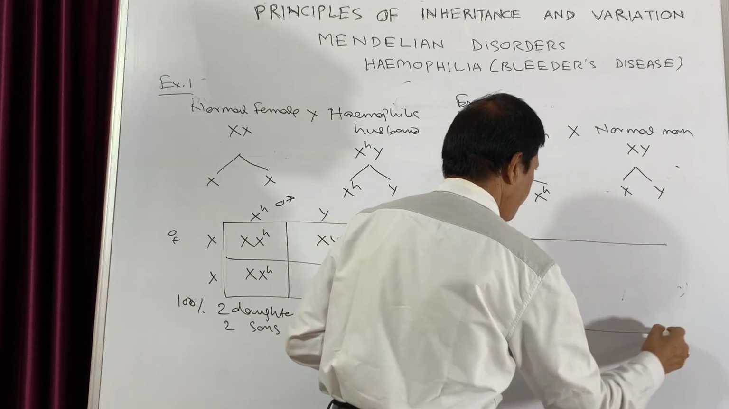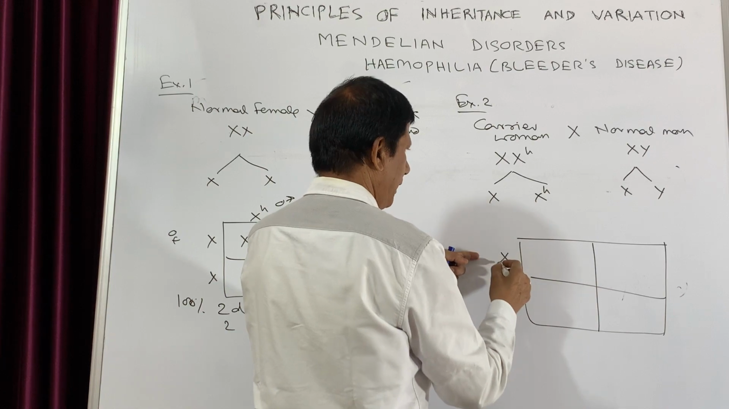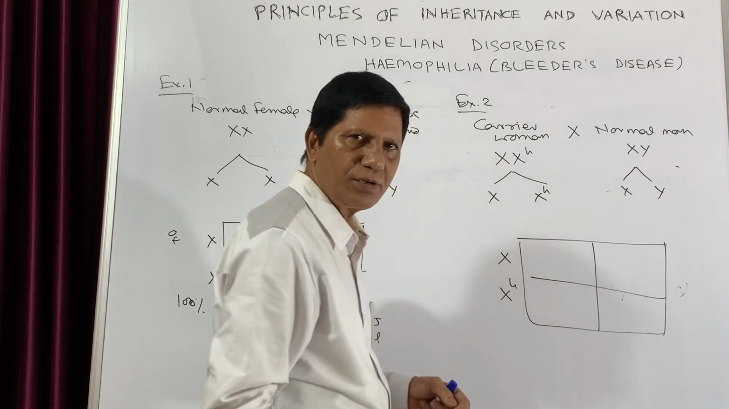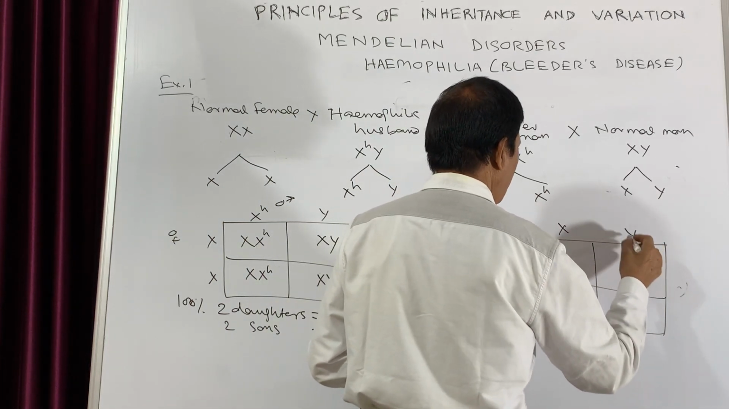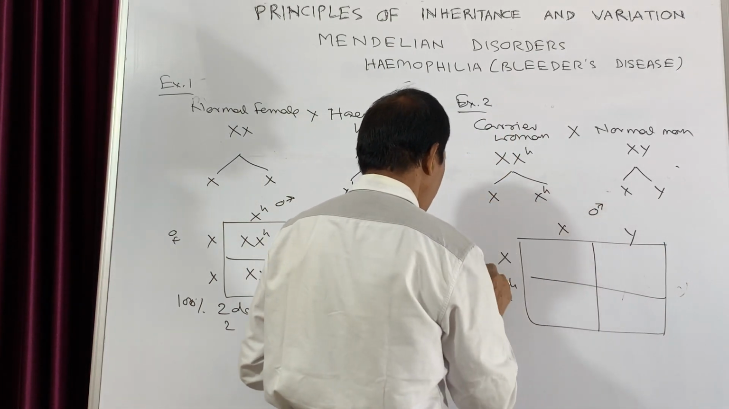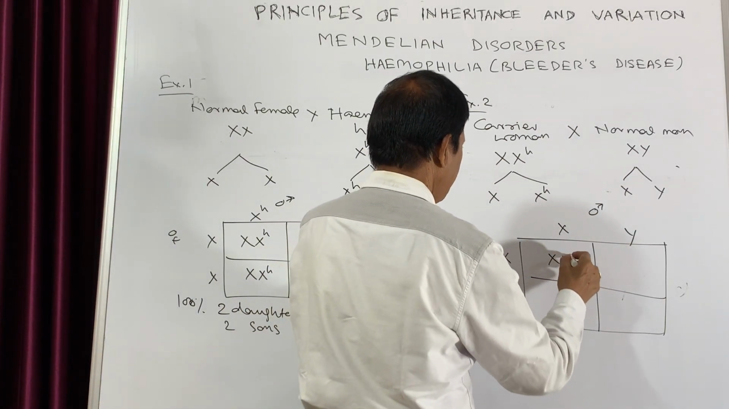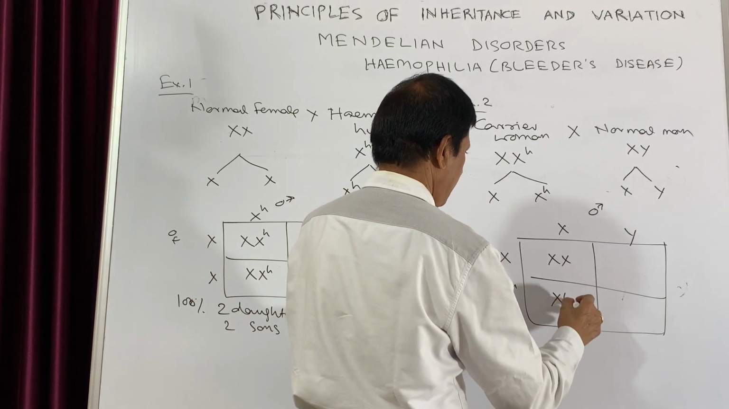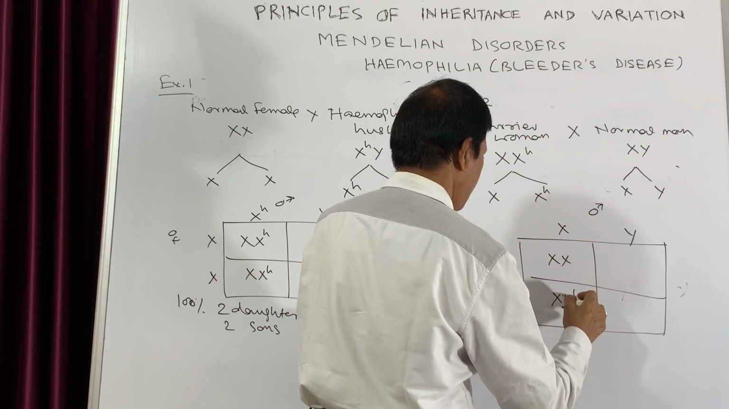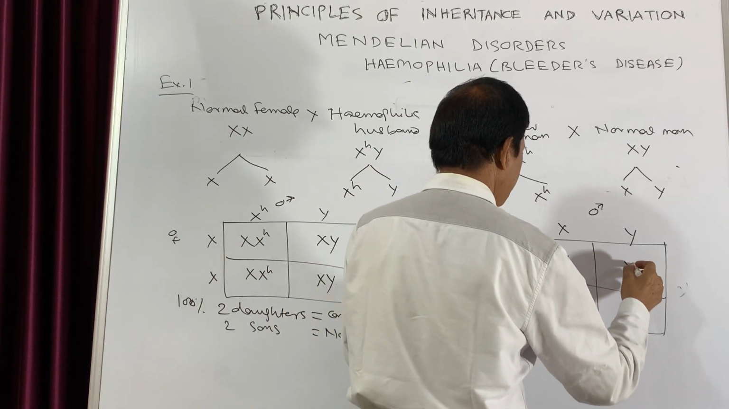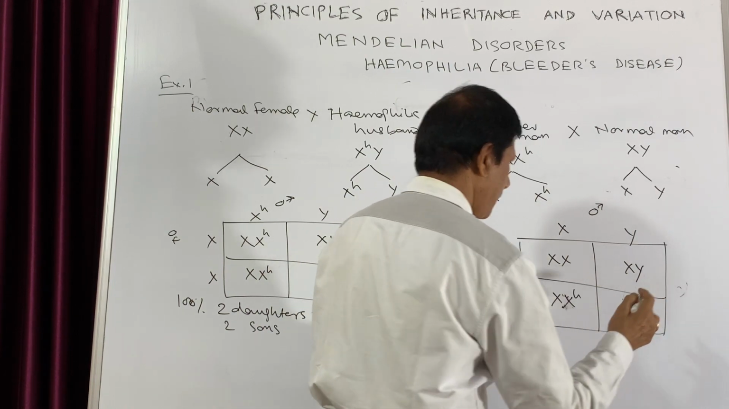Now in the F2 generation, what is happening, you see. In the F2 generation, it will be X and XH because it contains that gene. And on this side, this will be X and Y. This is the male side and this is the female side. Now you see, this will be X, X. This will be X, X, X, H. This will be X, Y. And this will be X, H, Y.